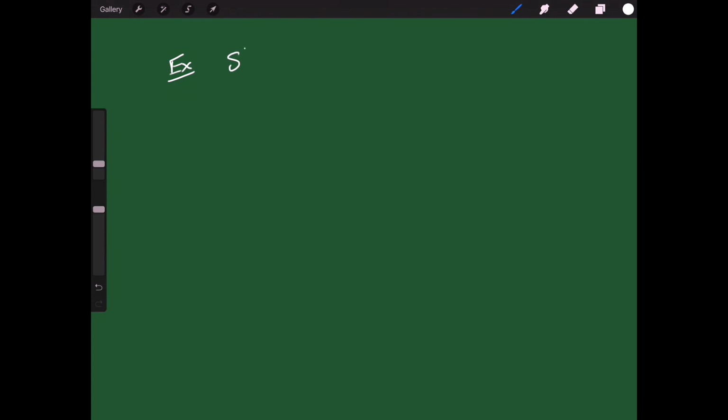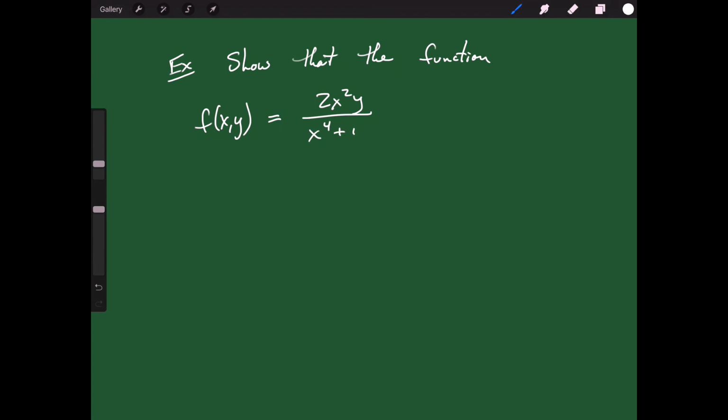Show that the function f of x, y is equal to 2x squared y divided by x to the fourth plus y squared has no limit as x, y approaches 0, 0.